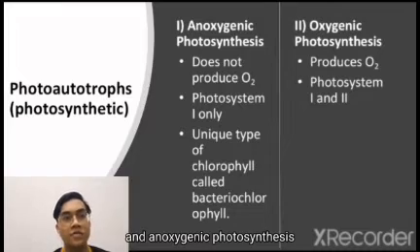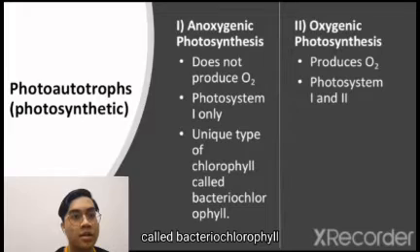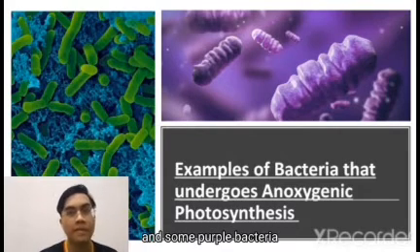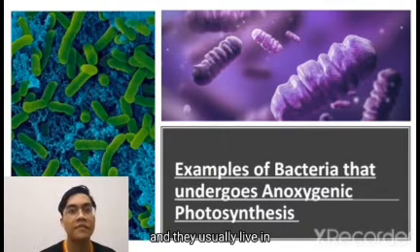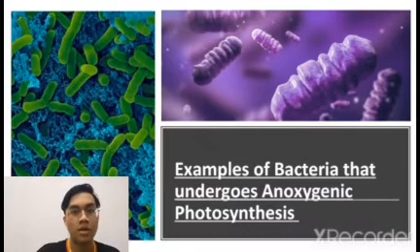And anoxygenic photosynthesis requires a unique type of chlorophyll called bacteriochlorophyll. Green sulfur bacteria and some purple bacteria carry out anoxygenic photosynthesis, and they usually live in anaerobic conditions such as the muddy bottom of a marsh.